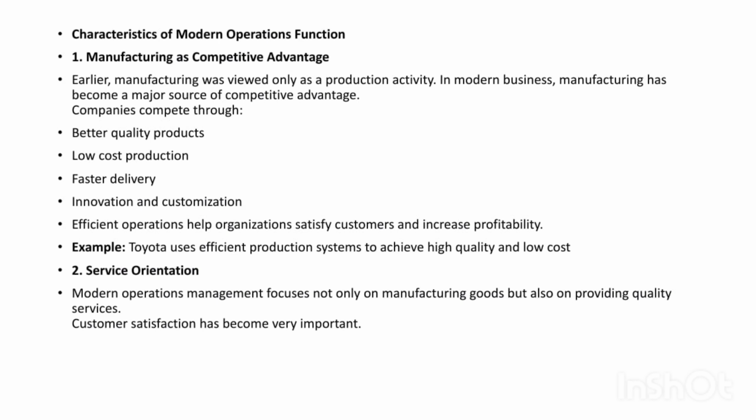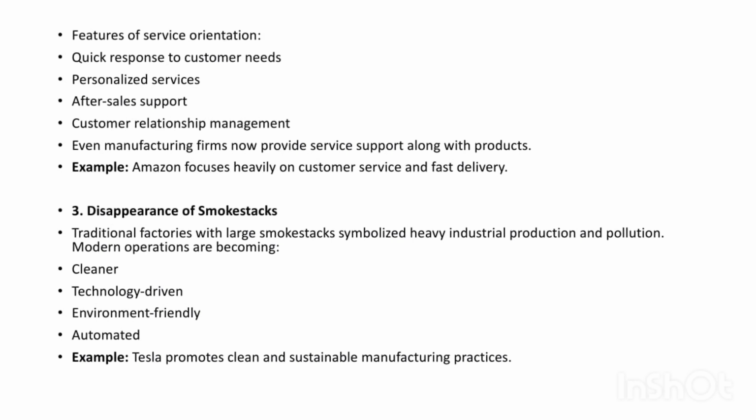So for example, if there are two mobiles with same specs, customer buys the one with better service, right? Also the service is hard to copy. The competitor can copy your phone design but can't copy your customer care system easily. So the service orientation provides different features like quick response to customer needs. That means the operation management systems must react fast and there must not be any waiting. So for example, the Swiggy app shows the delivery will be done in 12 minutes, right? So this is an example for that.